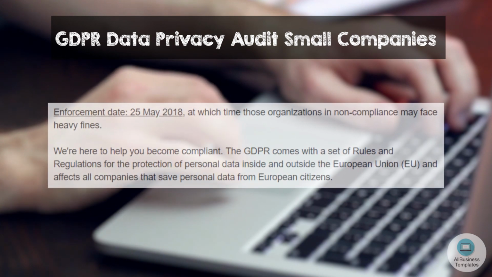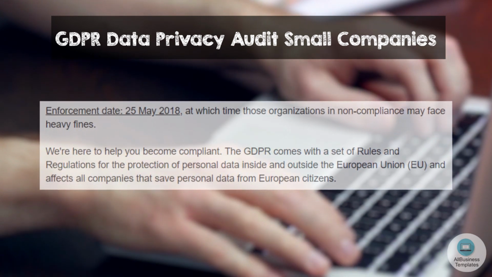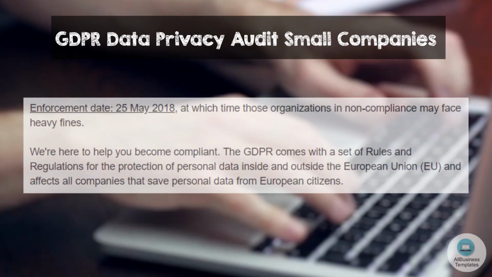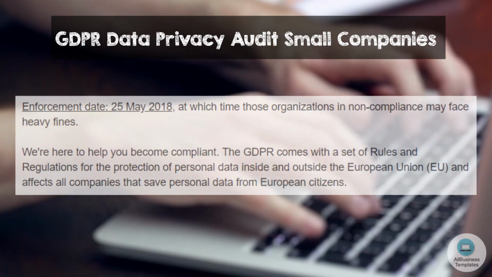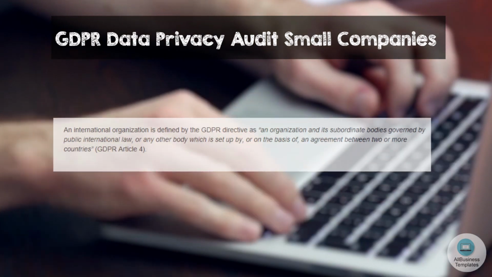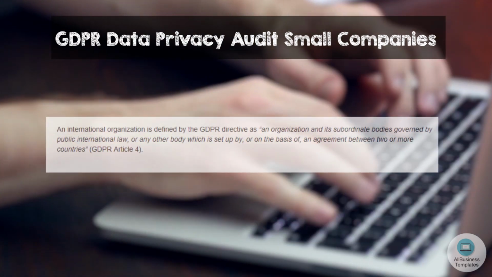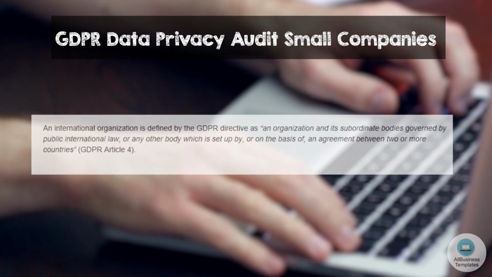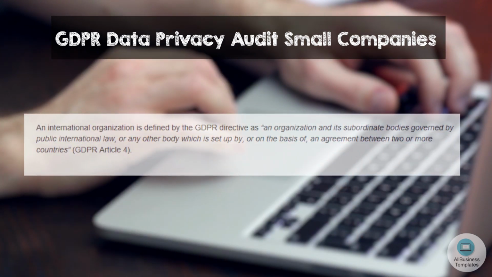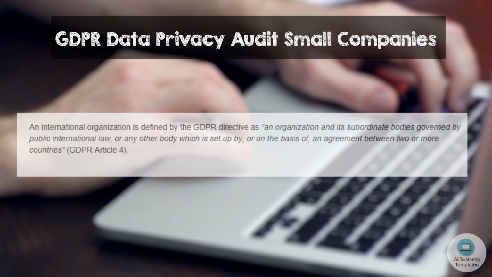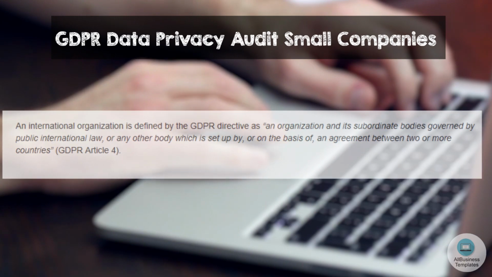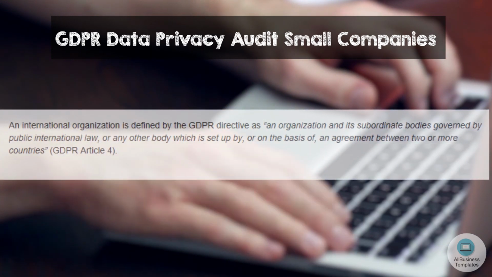The GDPR comes with a set of rules and regulations for the protection of personal data inside and outside the European Union, EU, and affects all companies that save personal data from European citizens. An international organization is defined by the GDPR directive as an organization and its subordinate bodies governed by public international law, or any other body which is set up by, or on the basis of, an agreement between two or more countries. GDPR Article 4.